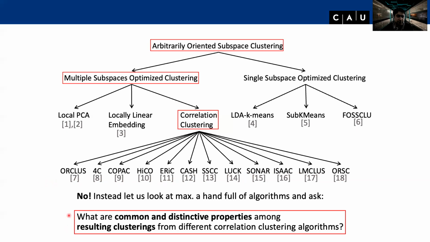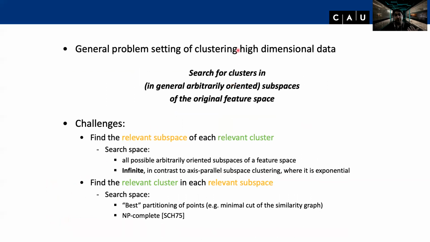So to approach that, we first need to revise, however, the general problem setting of clustering high dimensional data. So the problem setting is search for clusters in arbitrarily oriented subspaces of the original feature space. And the challenges are twofold. So first we say find the relevant subspace. So we want to find these things here, the relevant ones of each relevant cluster. And the search space in this case is all possible arbitrarily oriented subspaces. So we can look for this one, this one, this one in rotation, also in translation.